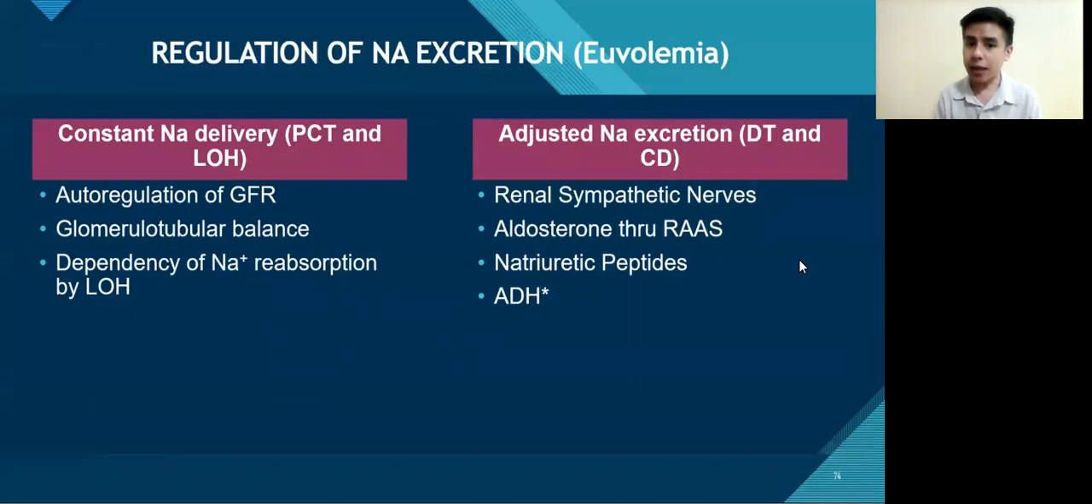At the same time, natriuretic peptides will inhibit sodium reabsorption in those areas because they inhibit aldosterone. So the ENaC, the epithelial sodium channel, will not be activated in those areas. As I said, it is constant in the first two areas and adjusted in the distal tubule and collecting duct. A little bit similar to your water: water reabsorption is somewhat constant in the proximal tubule and the descending limb, but in the late DCT and collecting duct, it is dependent on ADH.